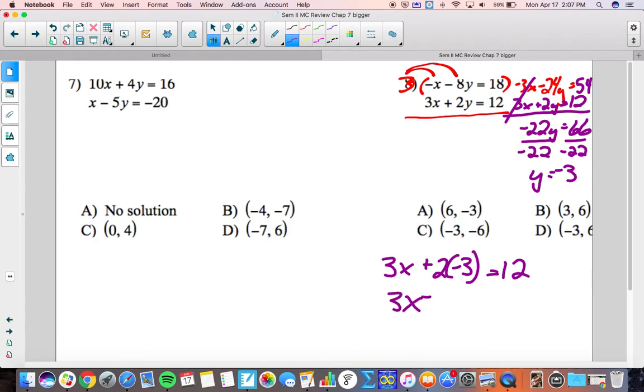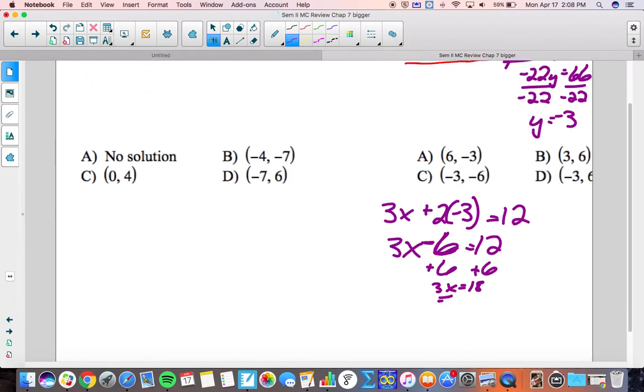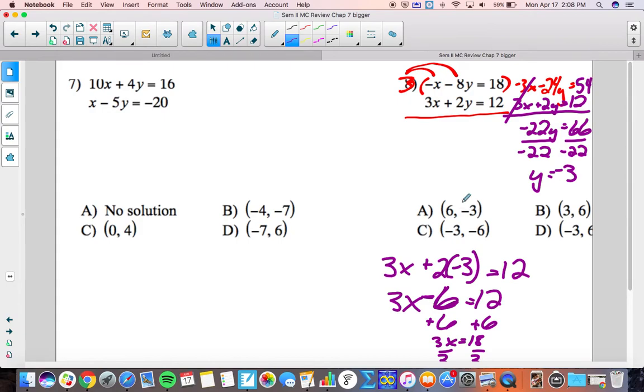So I'm going to simplify first. That becomes a negative 6 right there. Now I'm going to add 6. We get 3x equals 18. So then divide by 3. X equals 6. Well, so x is 6, y is negative 3. That looks correct right there.